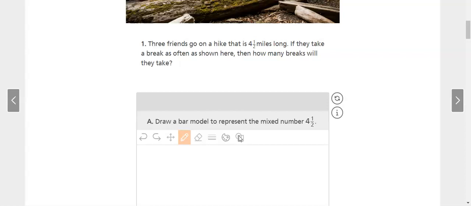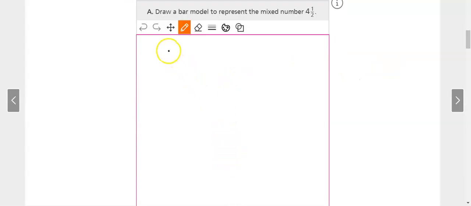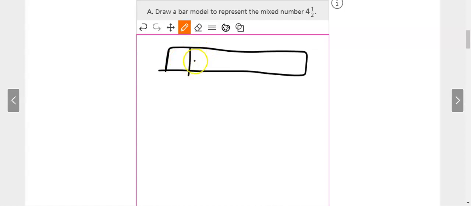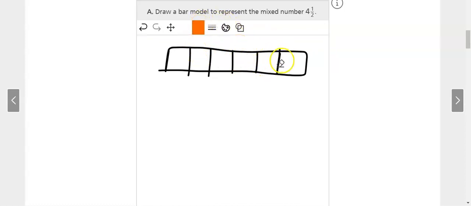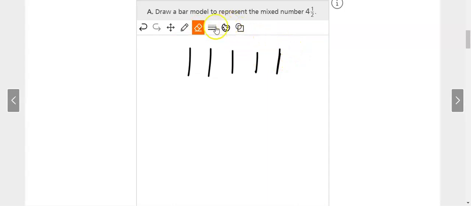So what they want us to do is draw five equal size rectangles. So 1, 2, 3, 4, 5. I accidentally have 6 there, so that's not what I wanted to do. Let me try that again. So I have 1, 2, 3, 4, 5.